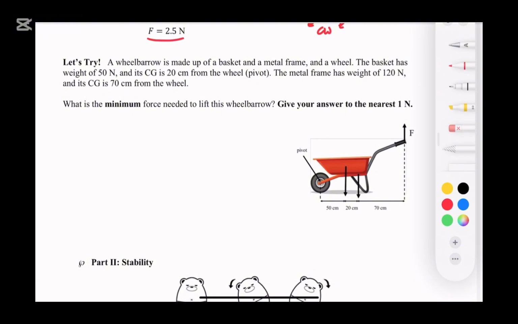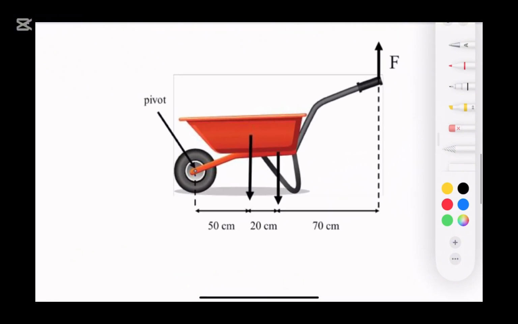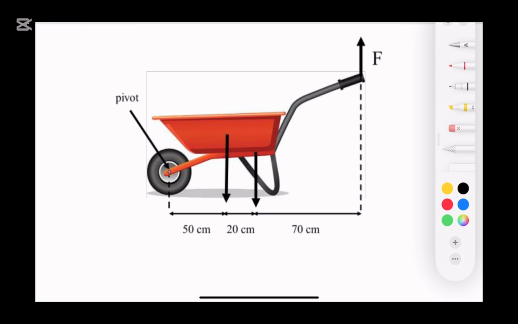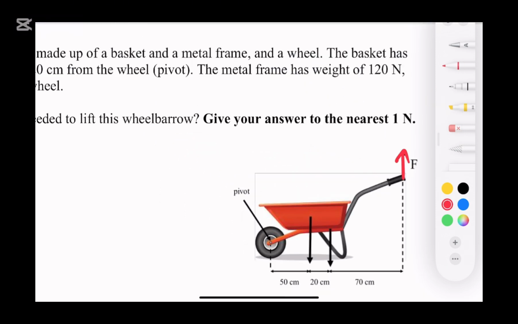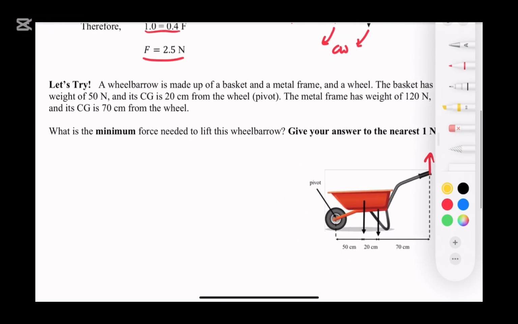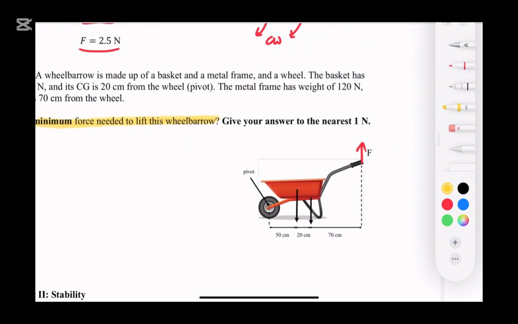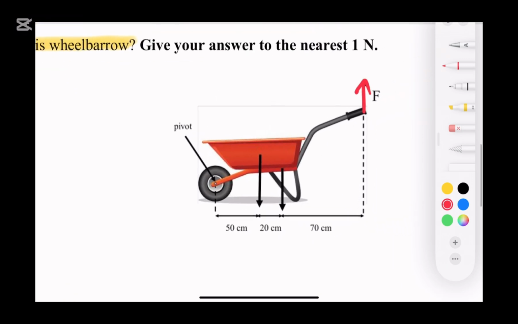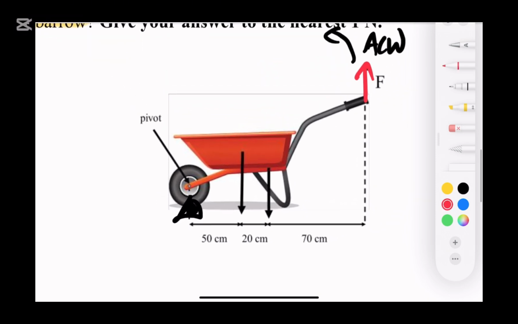Okay, so here we have a wheelbarrow. This wheelbarrow will be lifted by this force over here, and the question asks for the minimum force required to lift this wheelbarrow. The way to go about doing this is, it's not that the force is lifting the entire wheelbarrow up, but rather it is causing an anti-clockwise moment about this particular pivot over here. This anti-clockwise moment should counter, or rather should be greater than the other two clockwise moments created by the two weights over here.